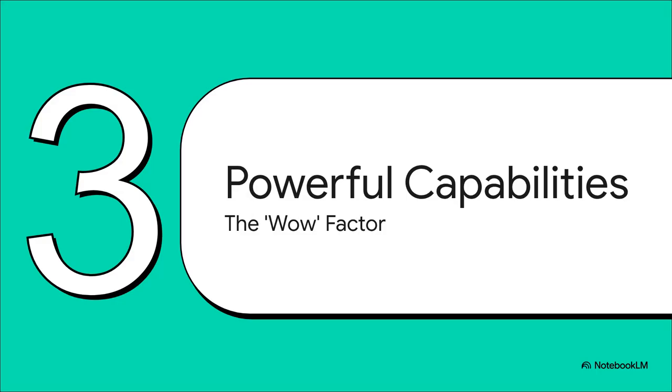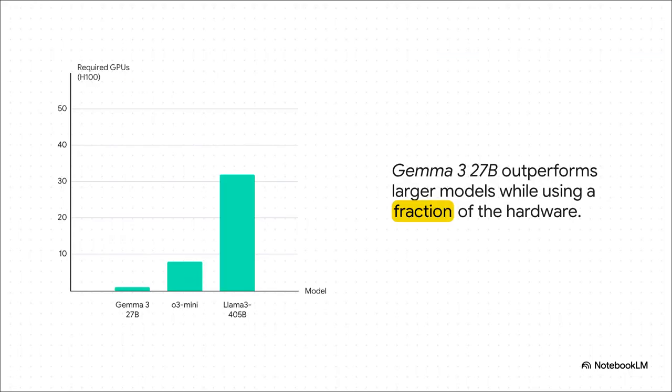Okay, so it's small and it's portable, but is it actually powerful? Oh yeah, this is where we get to the wow factor. Let's dive into what this thing can really do. This is what's so wild, the efficiency. Just look at this chart. It's showing you the hardware you need to run these different models. See Gemma 3 27B over there on the left? It's putting up numbers that compete with the big guys, but, and this is insane, it's doing it on just a fraction of the hardware. We're talking about a single GPU in some cases, while other models need 8 or even 32. I mean, that is a complete game changer for who can actually use this tech.